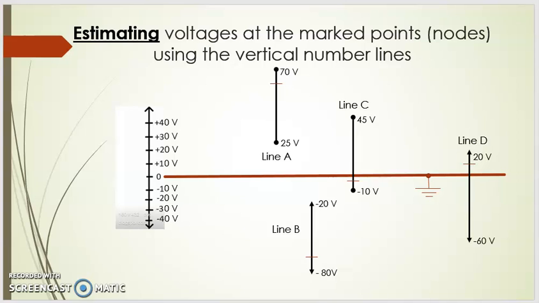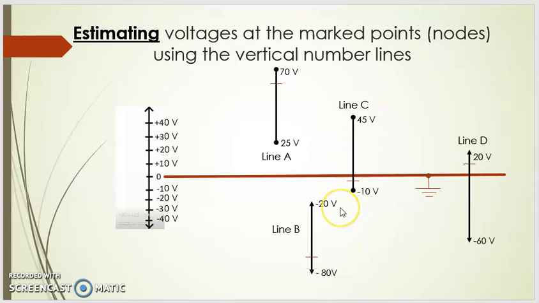We need to be able to estimate the voltages at any point on these number lines. So if we start with line A, this point, which is referred to as a node, we can estimate is close to 70, so we'll say that's about 60 volts. If we go to line B, well, this point is between minus 20 and minus 80 volts. It's kind of closer to minus 80, so we can estimate about minus 70.